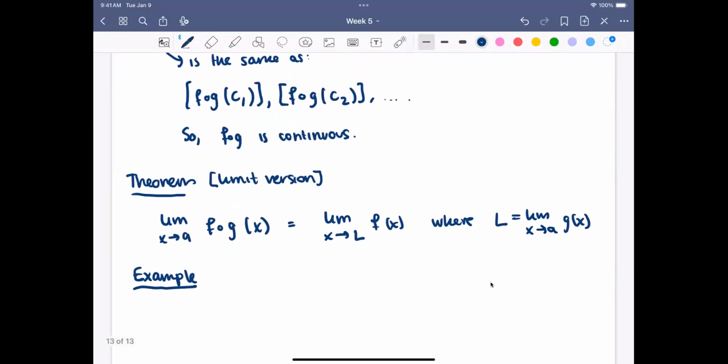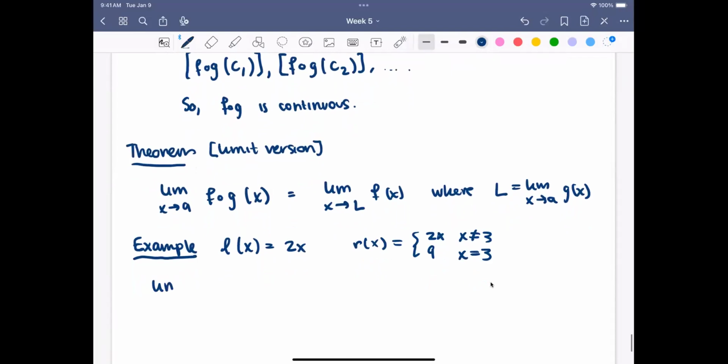So let's do L of x is equal to 2x, and we'll do the removable discontinuity function. R of x is 2x when x is not equal to 3, and it is 9 when x is equal to 3. So let's do the limit as x approaches 3 of L composed with R of x.